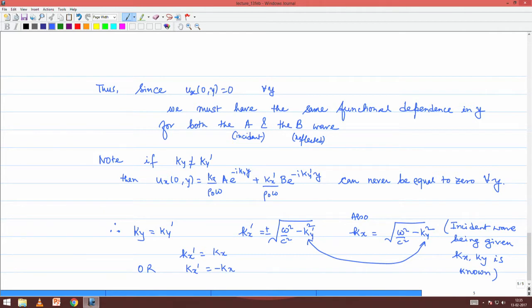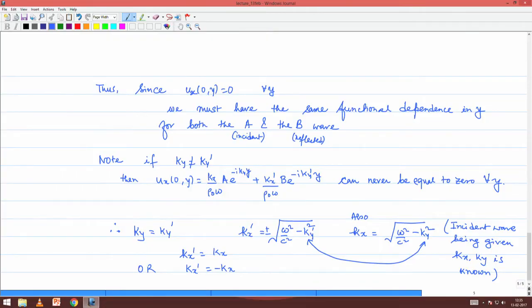But now, let us analyze these two possibilities carefully. If we choose k x prime to be equal to k x, we already know k y prime is equal to k y, then we will conclude that the reflected wave travels in the same direction as the incident wave. There is no difference in direction between the reflected wave and the incident wave, right. So, that seems quite a distant possibility, I mean that cannot happen. So, therefore, the other possibility looks better, that we choose the sign of k x prime to be opposite to that of the sign of k x of the incident wave, right.